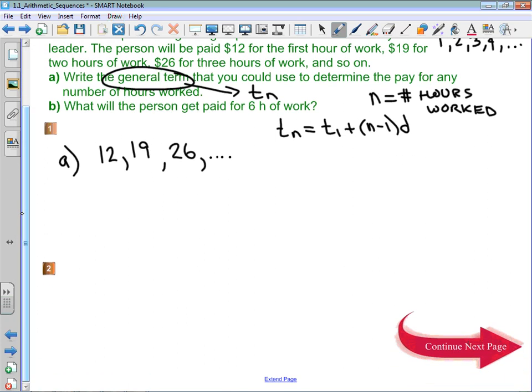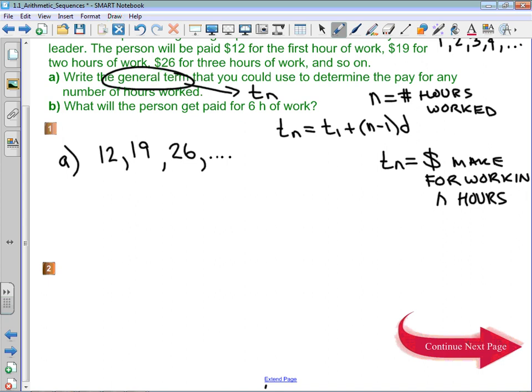Now, in order to do this, keep in mind that Tn is our general term. n is the number of hours worked, and I'm going to put underneath it that Tn is the amount of money we make for working n hours. I think it's always good to identify what our variables are. So as long as we can figure out term 1 and the common difference, we're good to go. We can plug those into the equation.